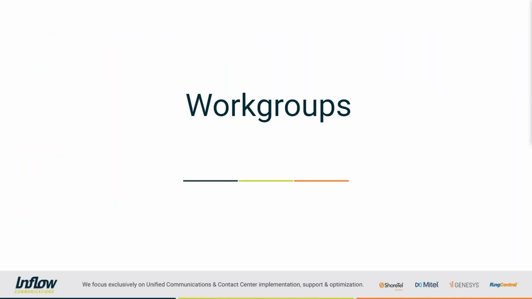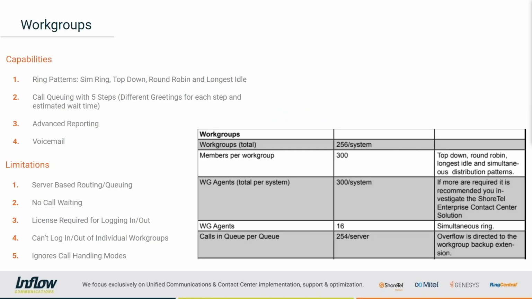All right, so now we're going to hop over to work groups and talk through what the work group can do that the hunt group can't do in some use cases. So work groups give you a few more capabilities when it comes to ring pattern. You still get the simultaneous ring and the top down that you have on hunt groups, but they add two more options. They add round robin.